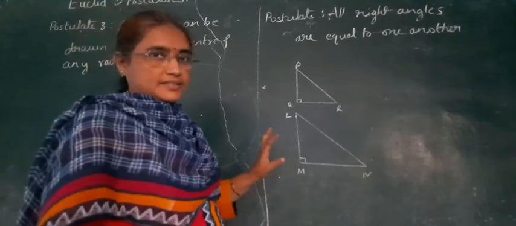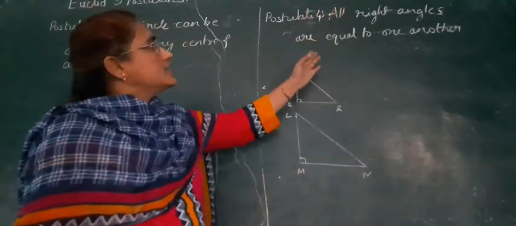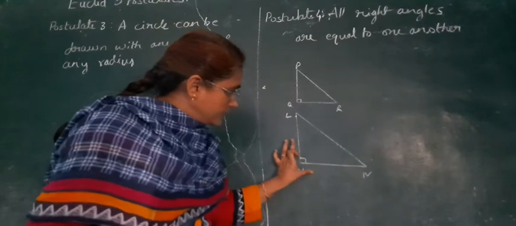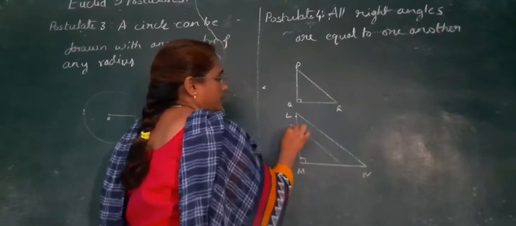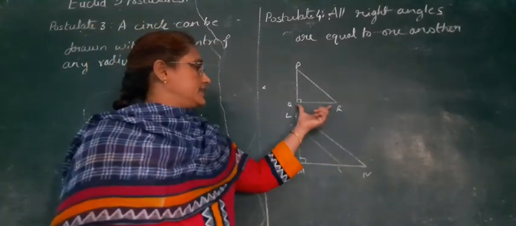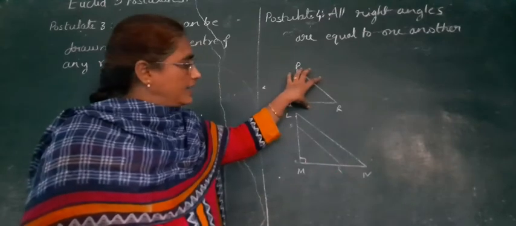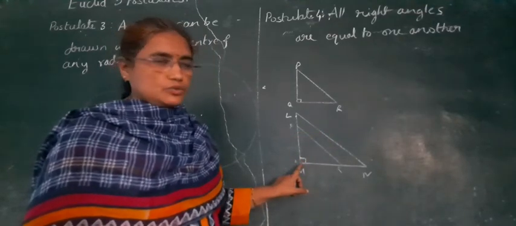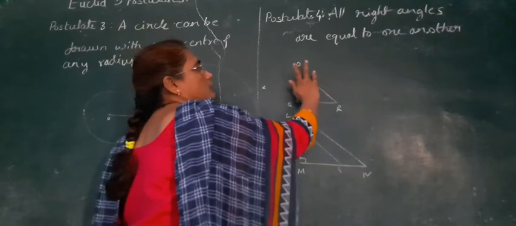But what does postulate 4 say? All right angles are equal to one another, because if I take this right angle and keep it on this angle, it will join here. See, it will come like this. P, Q, R. This length is smaller compared to MN, but if I take this right angle and keep it on this one, it will definitely coincide with this angle. So, all right angles are equal to one another.